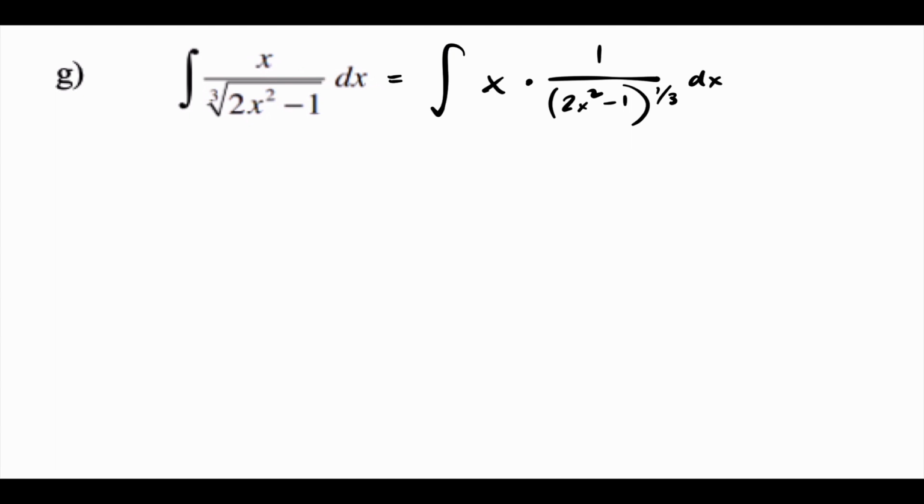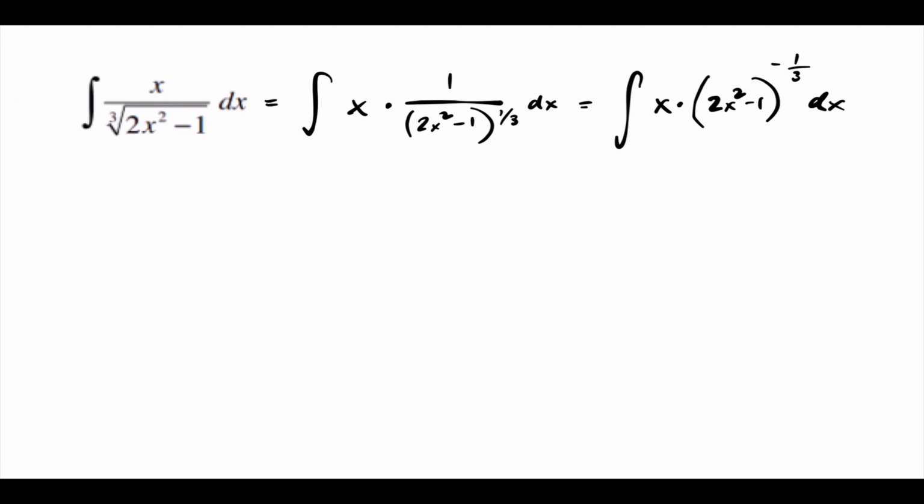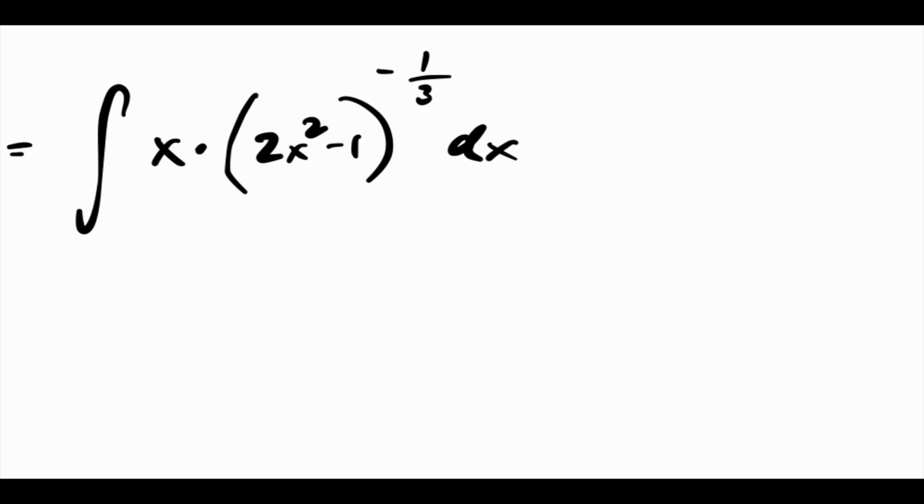I still have a fraction though. So to change that, I'm going to change it to x times 2x squared minus 1 to the negative 1/3 power. It says the same thing, but it doesn't have a fraction and it's got powers instead of roots. We want to change roots to powers. If we can, we don't get rid of fractions, but we write them differently, rewrite them. So now we got this guy.